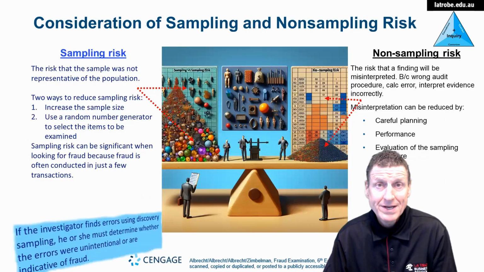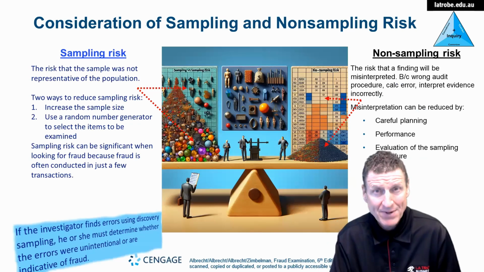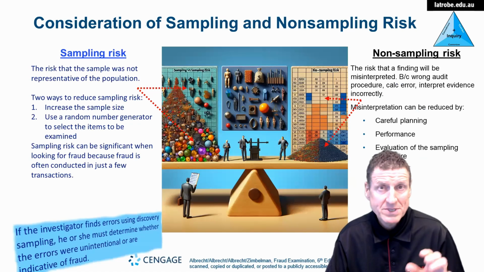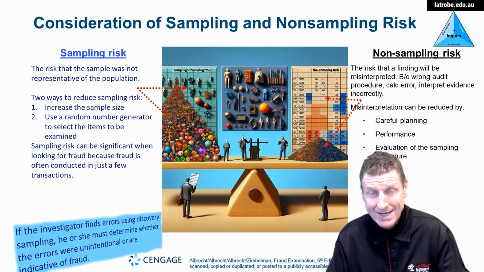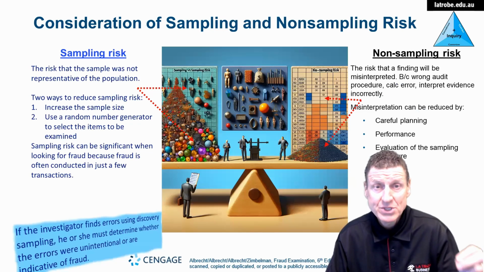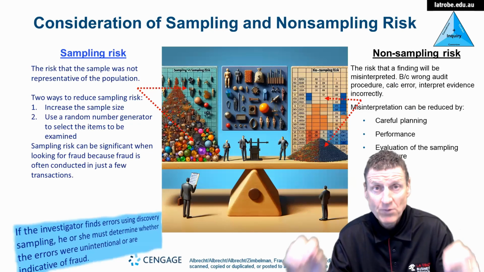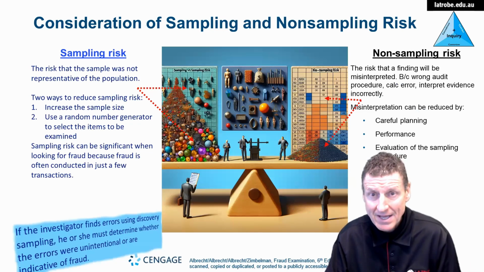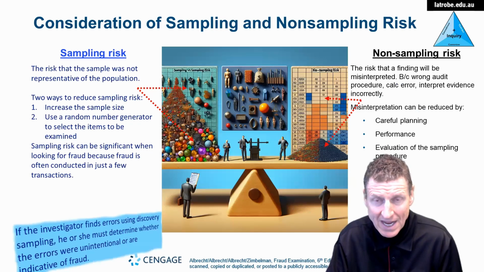Okay, so what we got next is the consideration of sampling and non-sampling risk. And again, they're not opposites. Sampling risk is that the sample was not representative of the population. So that's why step one is so important. That is, you have to take a random sample. So the two ways of reducing sampling risk is to increase the sample size from 300 to 400 to 500, or make sure you use a random number generator to select the items to be examined. So the sampling risk is that these little parts that you sampled are not representative of the rest of the population.